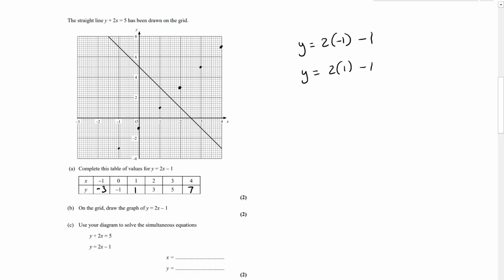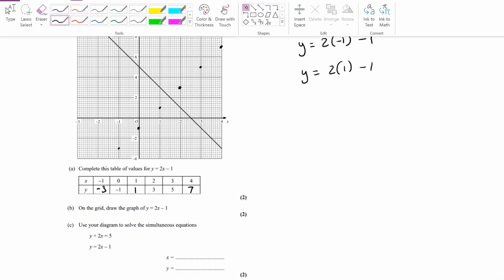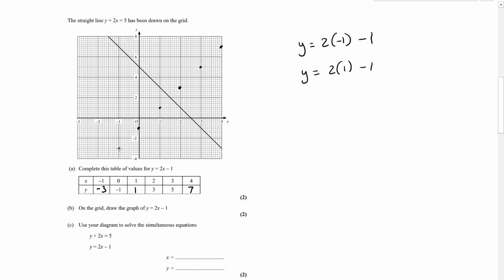Now I have to draw a straight line through these, so you'd get your ruler, and then you would do a line of best fit. This line is a little bit skewed, but you get the idea. You'd want to be more accurate.